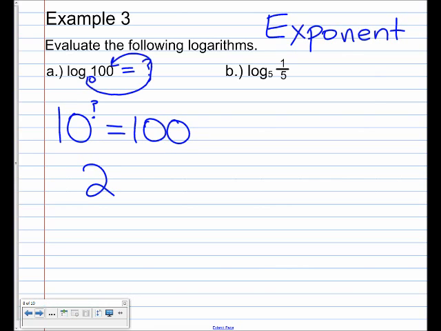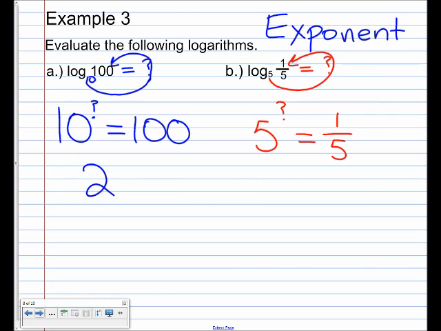Okay, let's look at this one. Letter B says the log base 5 of 1/5. So again, I want to know what does this equal, so I put a question mark. 5 to some power gives me 1/5. Now this one looks a little tricky. We know 5 to the first power is 5, 5 to the second power, or 5 squared, is 25, and 5 to the third power is 125. But notice those are getting bigger, and this is 1/5, so smaller than 5.